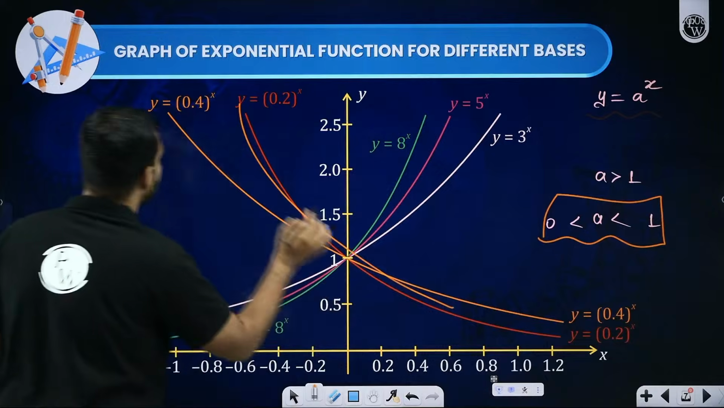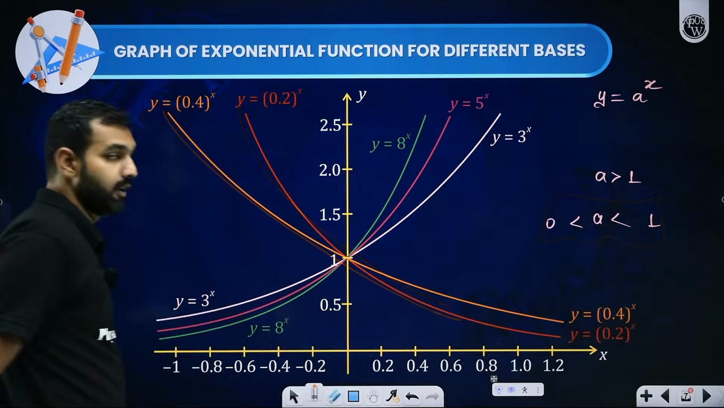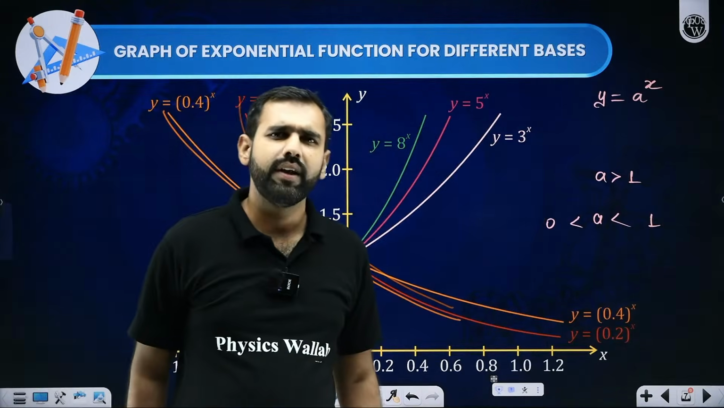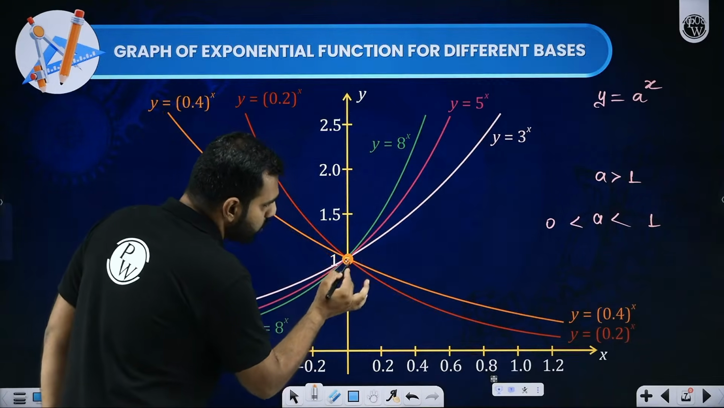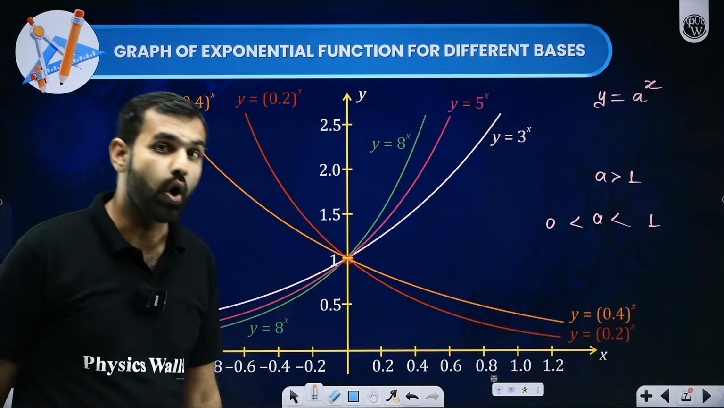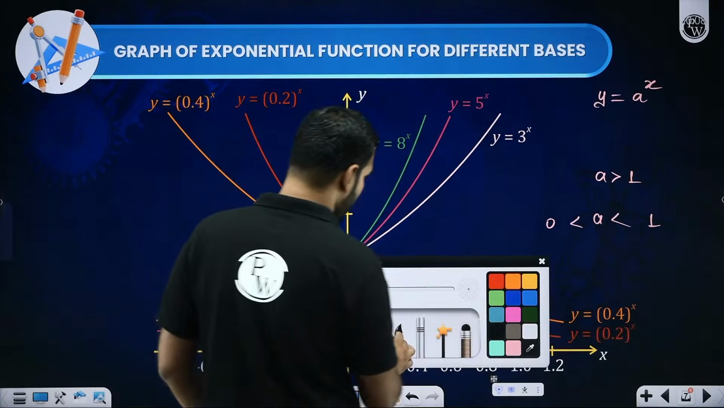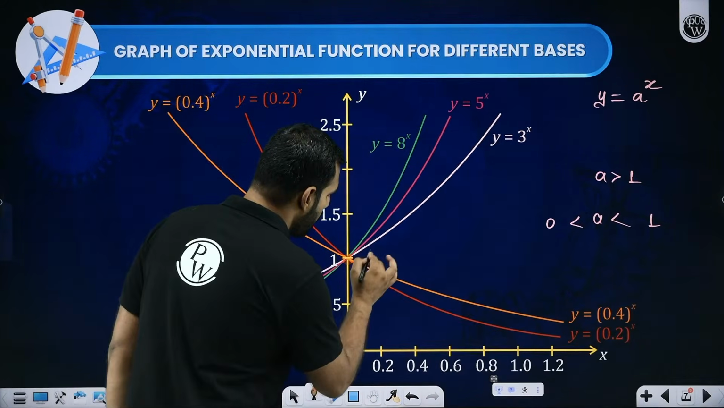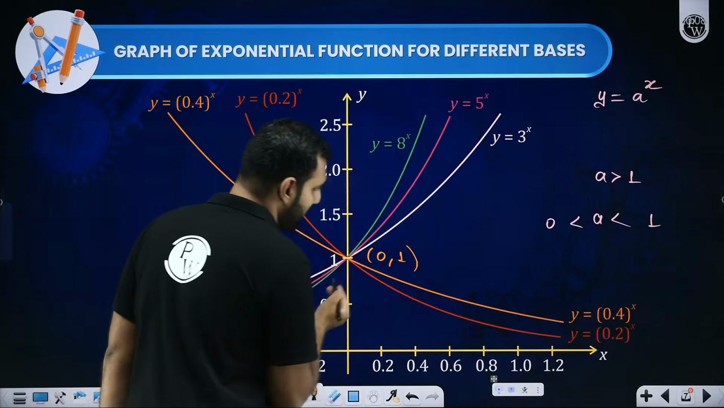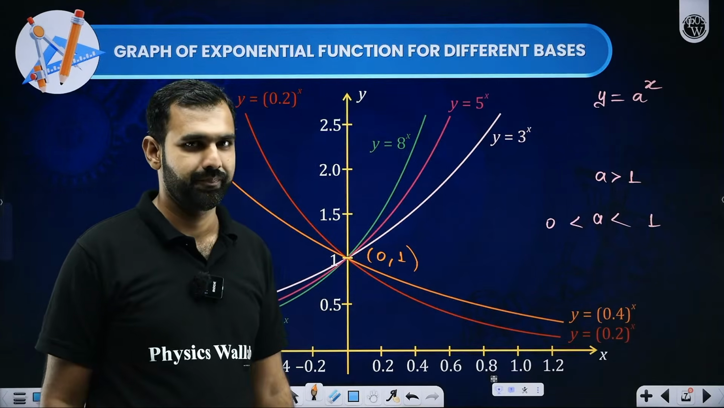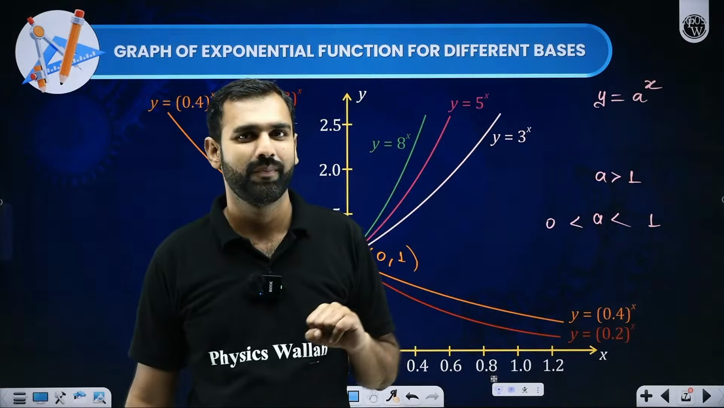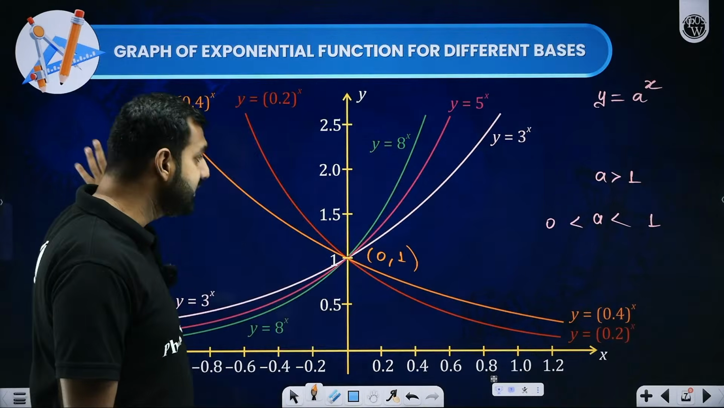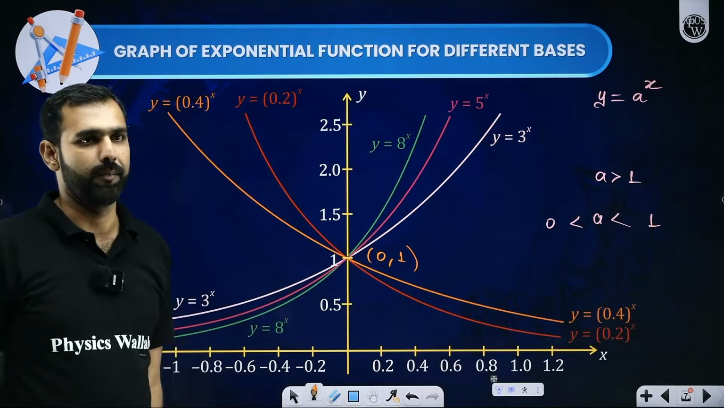Look at the base 0.2, look at the base 0.4. But one thing is very common here. One thing is assured here. What is that one thing? That all of them will pass through (0, 1). Why? Can somebody explain that to me? All these functions will pass through (0, 1), because a to the power 0 is 1. So all of these graphs will intersect at (0, 1).